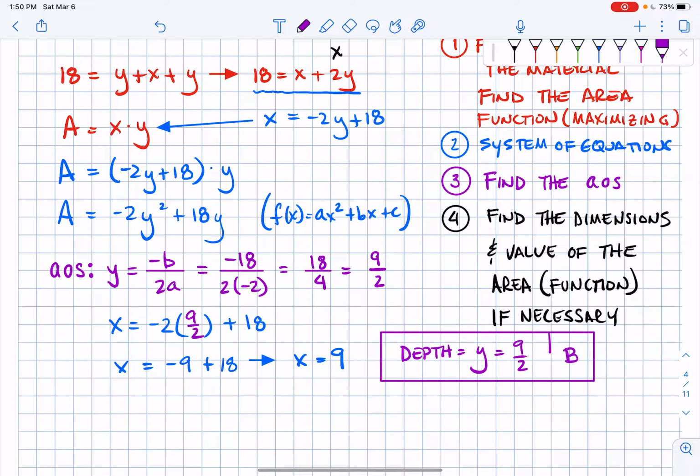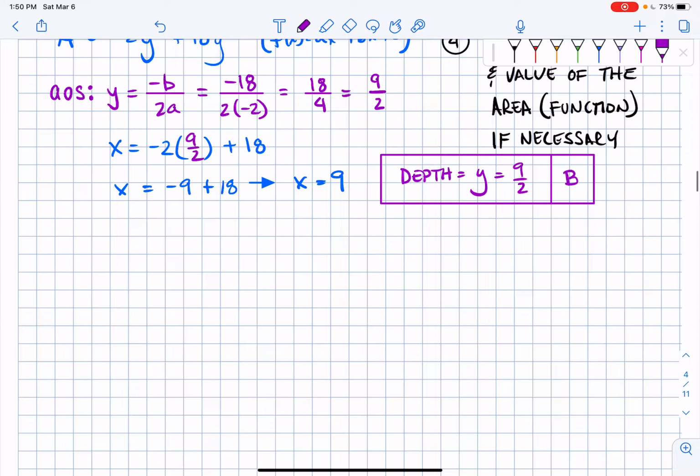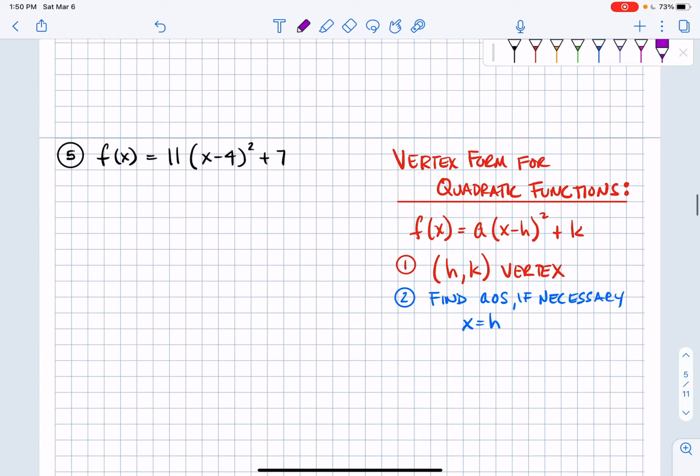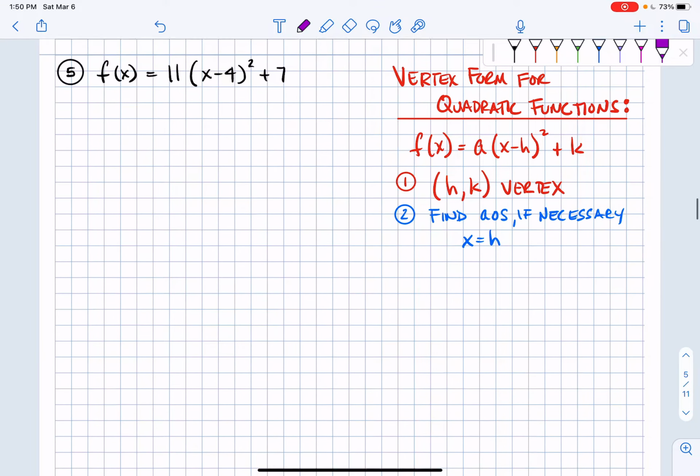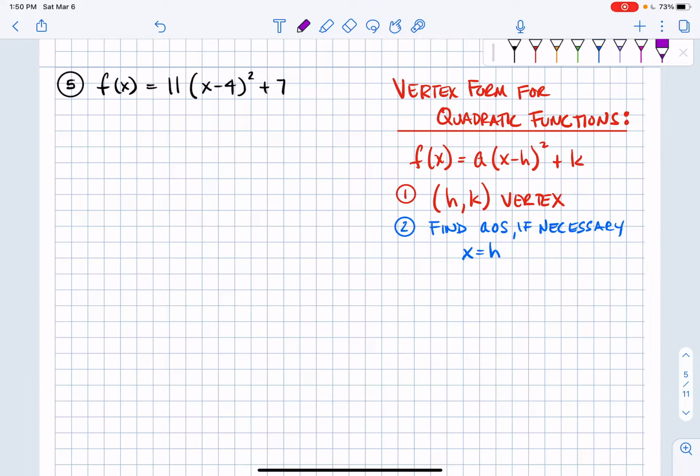So in other words, you really did not have to find the x value at all. I could have been done with the whole problem already if I just kept in my mind what they were asking for. All right, so number 5. Let me flip the page here.